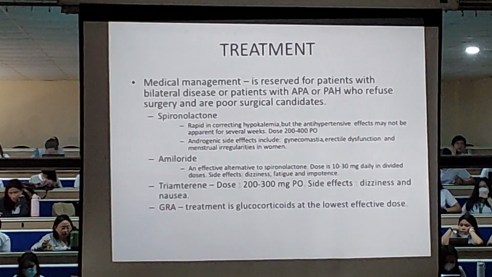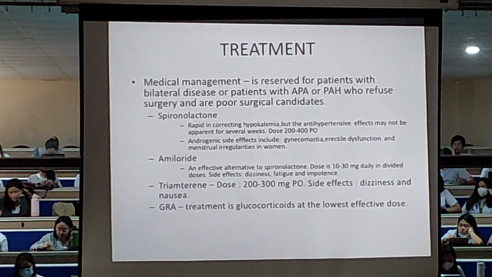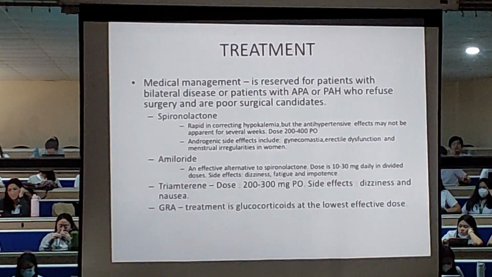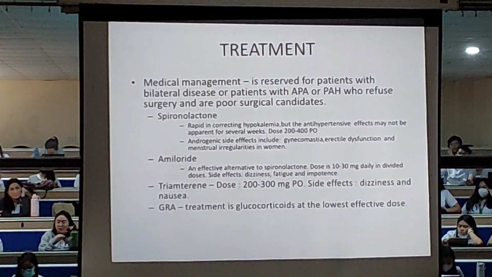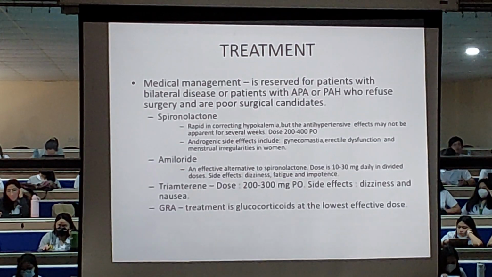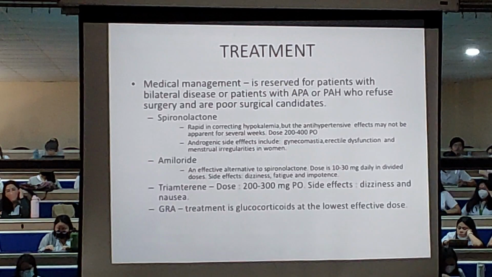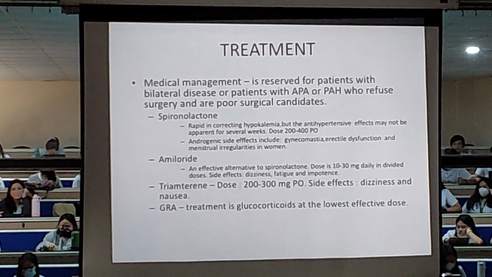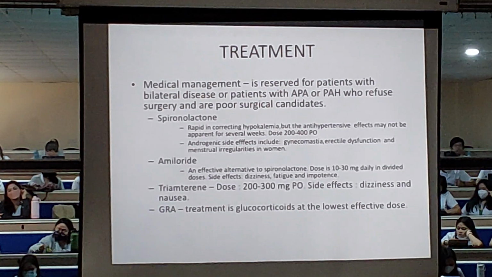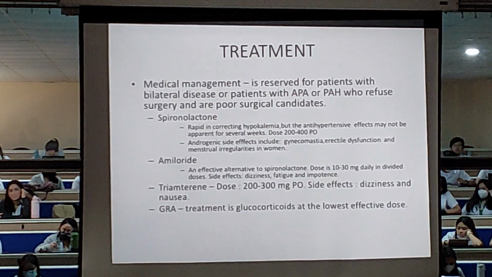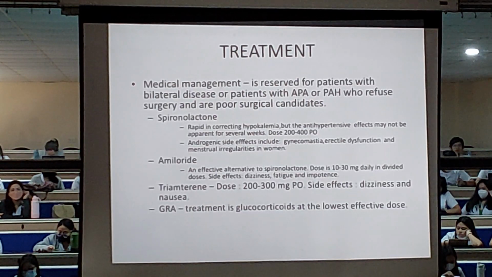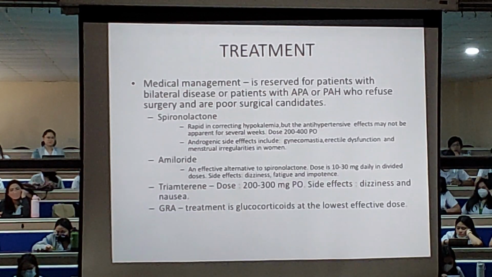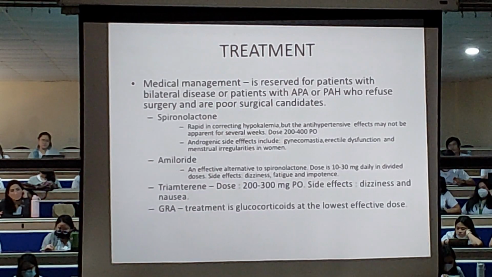Medical management is reserved only for patients with bilateral disease, or patients with APA or PAH who refuse surgery and are poor surgical candidates. So you can give spironolactone. This can be given at a dose of 200 to 400, but in Adrenal it can be given at a dose of 25 to 50. But in other books, it can be given at 200 to 400 milligrams. Amiloride can also be given, but amiloride has been taken out of the market. It's not available anymore. You can also give triamterene.